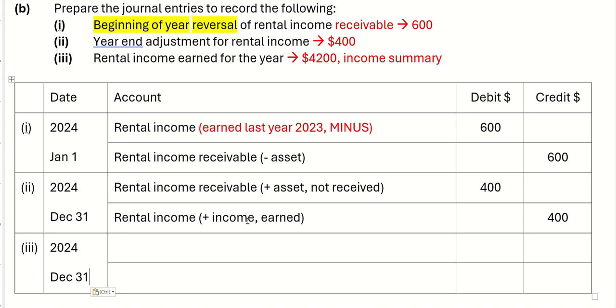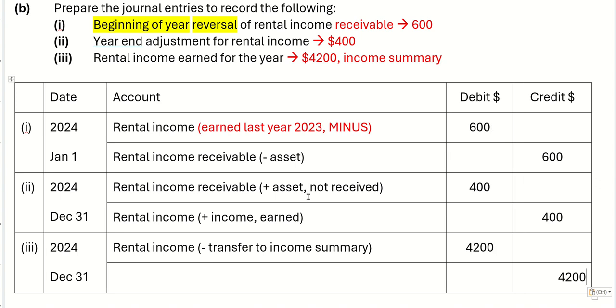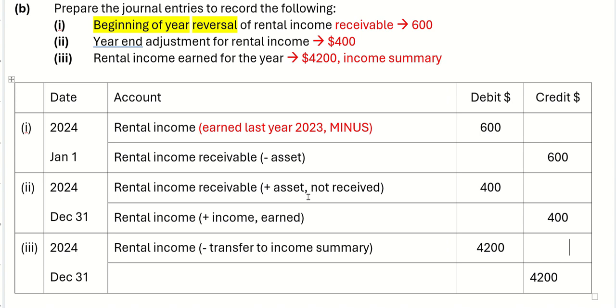Then, what are the two accounts affected? Rental income debits or credits? Debit, yes, because it's minus, you need to transfer to income summary. You need to transfer this to income summary, and the amount here should be 4,200. And therefore the credited account should be income summary.